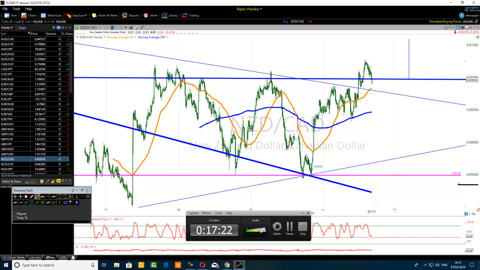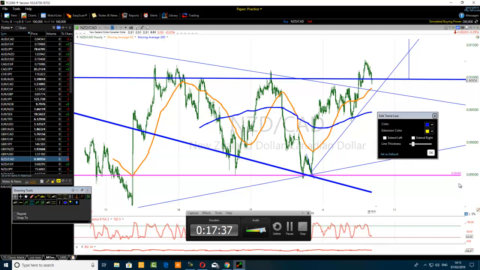As soon as this resistance is broken, see on the hourly time frame, you see it run fast. That's what you want to look for. So right now we can draw another trend line like this. You see this trend line on the hourly time frame. So those are the things that you need to do step by step.